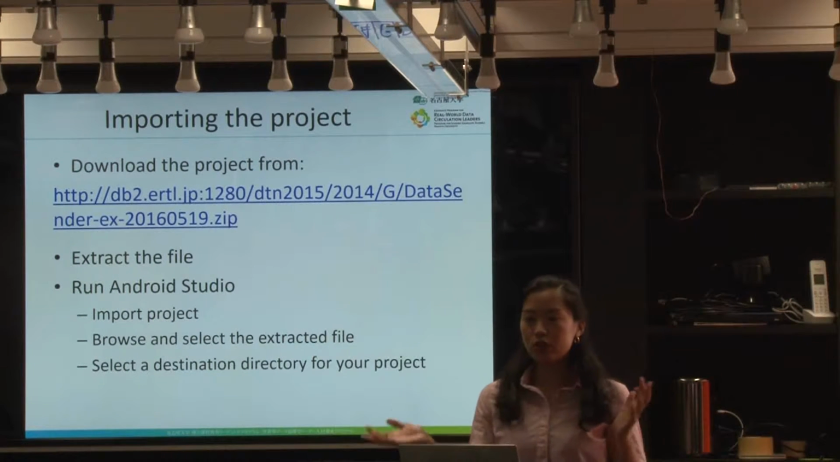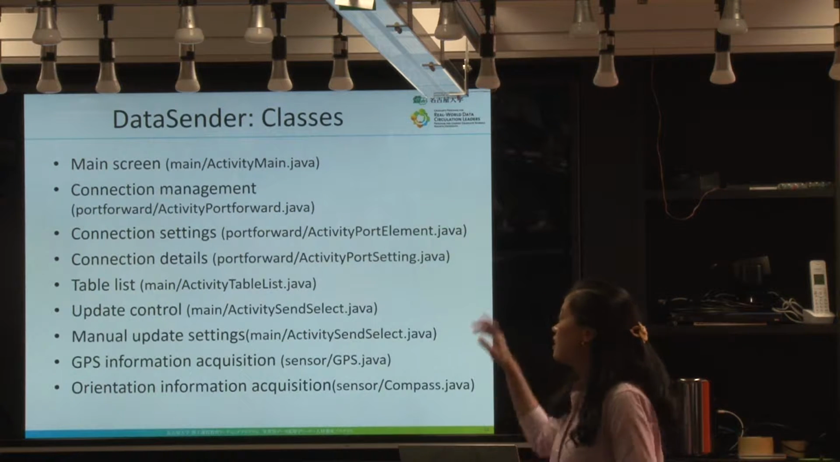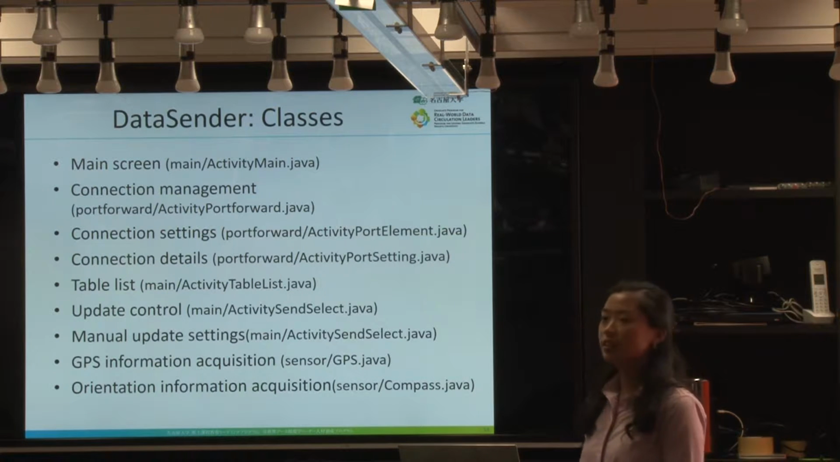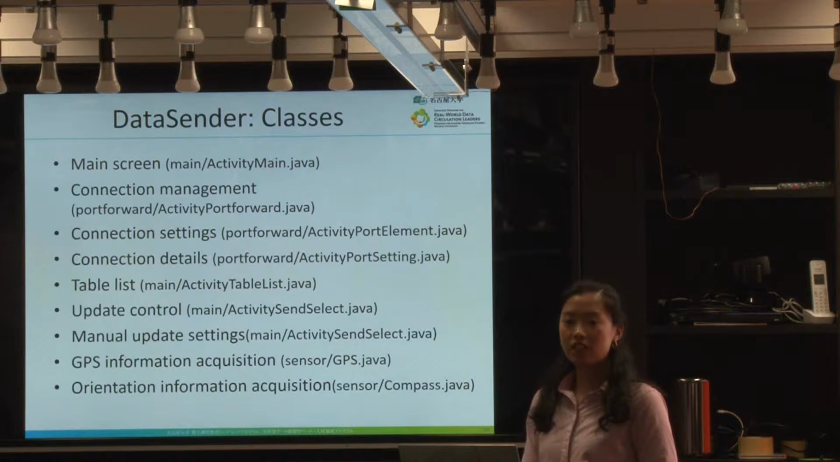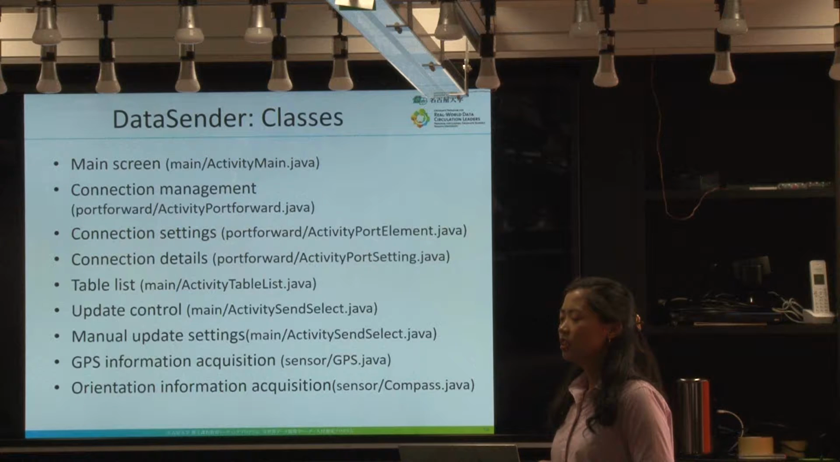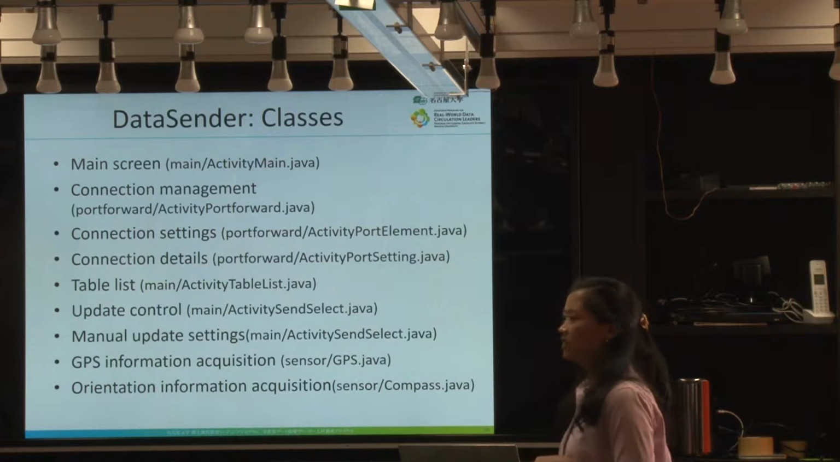Okay. So after extracting, importing, and viewing the files in Android Studio, you would probably see these classes. We have our main screen for data sender, which will be under activity main.java. So please try to find this. It should be under the Java folder and com.example.datasender or something. And you also have the connection management, which will be under the activity port forward class.